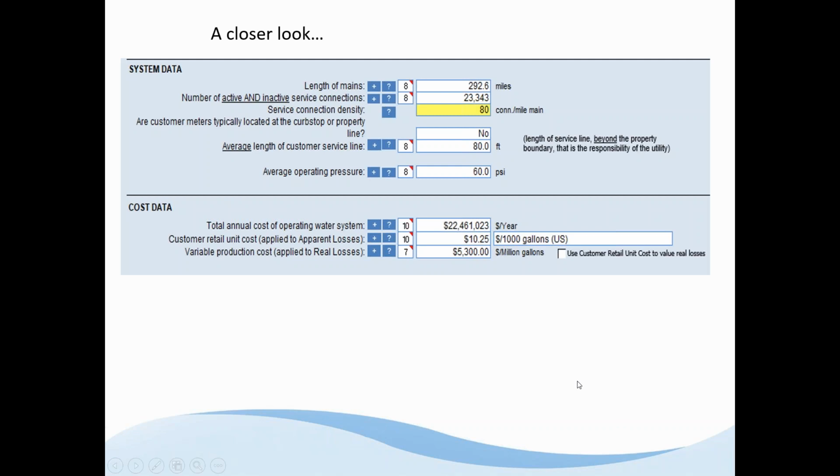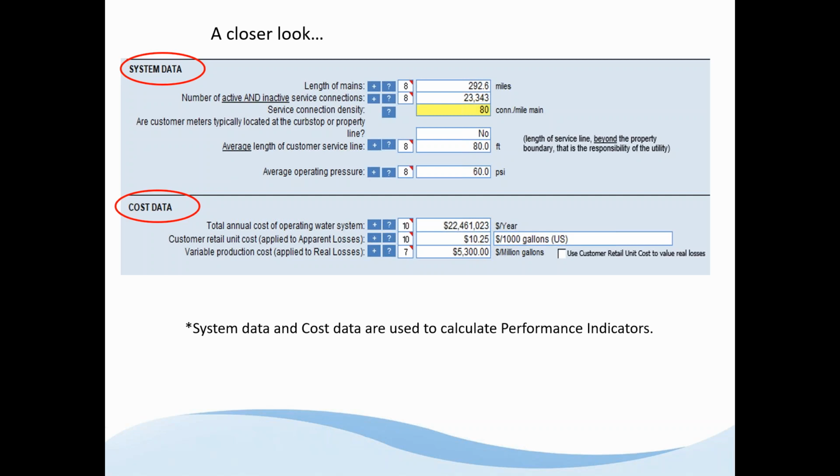You can see their cost data. What it costs them to run the utility for the year, and that's their operating utility, and they're purchasing water. The cost of water to a customer averages $10.25 per 1,000 gallons. Their production cost is $5,300 per million gallons for what they purchase it for.